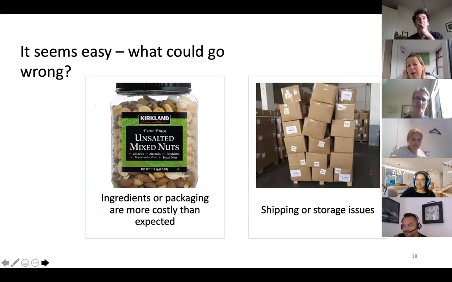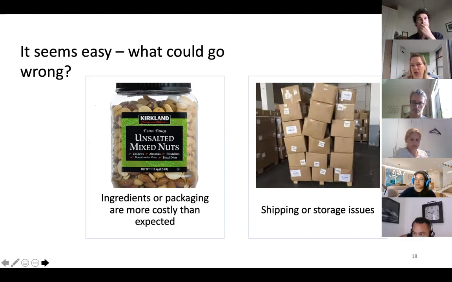The ingredients or the packaging is more costly than expected. That's a real business problem, especially when you're talking about agricultural ingredients. Something like almonds, for example, they're very expensive anyway. The crop is once per year and the price is set by the US. You don't have any control over that, but you might be selling your product 6 months before, and then something changes. That's a big business problem.